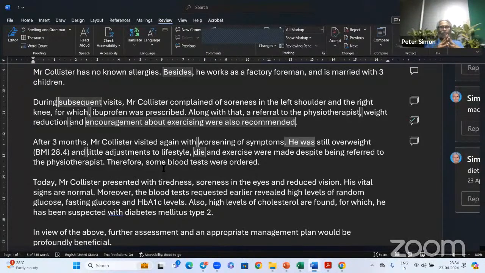So in the same way, non-compliance with regard to the recommendations provided for lifestyle modifications. Okay, dietary regimen and exercise. You can write 101 different ways. Okay.